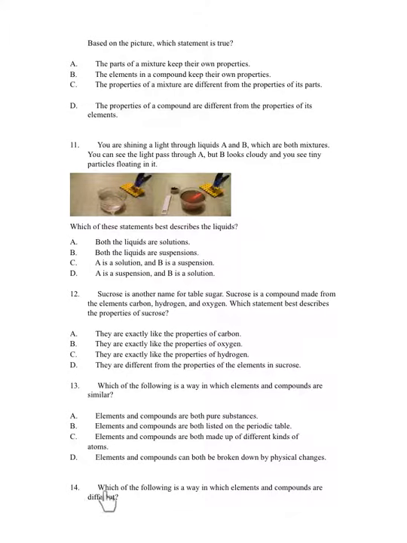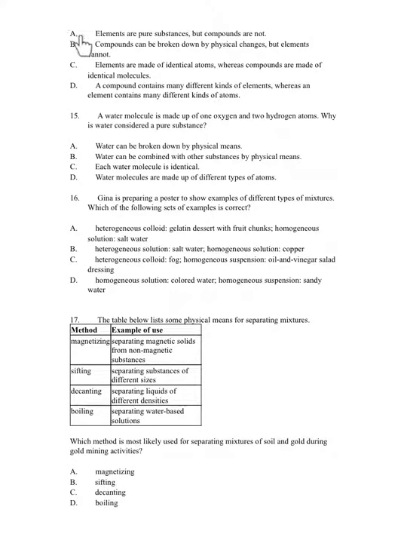Number 14. Which of the following is a way in which elements and compounds are different? A. Elements are pure substances, but compounds are not. B. Compounds can be broken down by physical changes, but elements cannot. C. Elements are made of identical atoms, whereas compounds are made of identical molecules. D. A compound contains many different kinds of elements, whereas an element contains many different kinds of atoms.